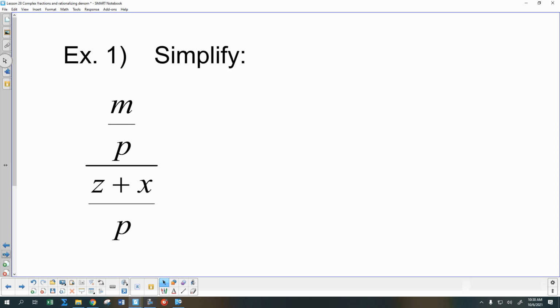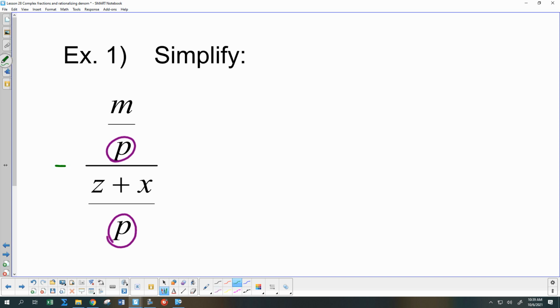So, would you agree this is a messy looking fraction? So it's complex. Would you agree it has letters in it? So it's abstract. So what we're going to do, this has fractions inside of fractions. We look at each of the little fractions inside, and we look just at their denominators, and we want to get the least common denominator. Since they're both p, p is the least common denominator.